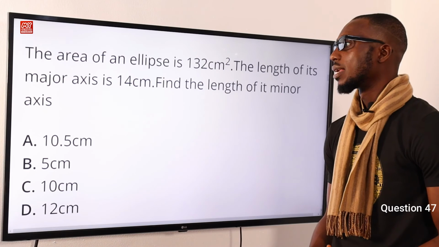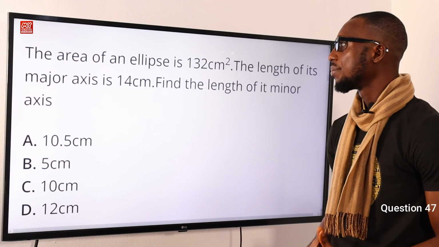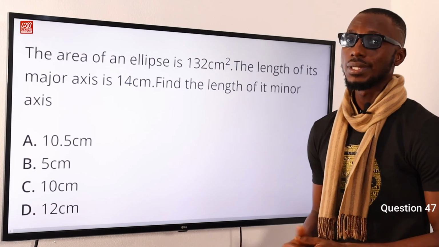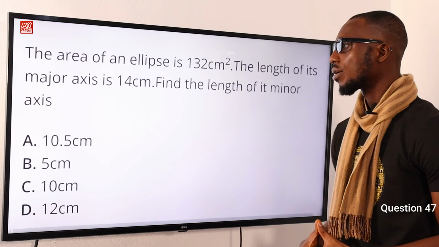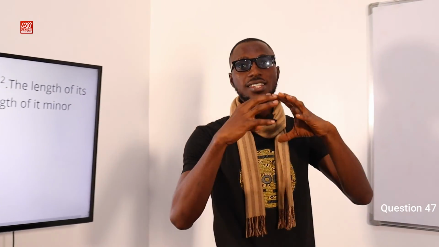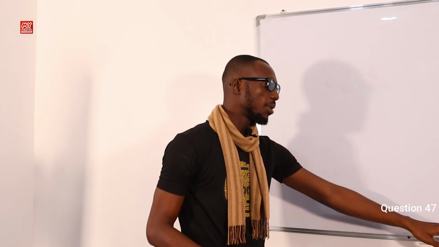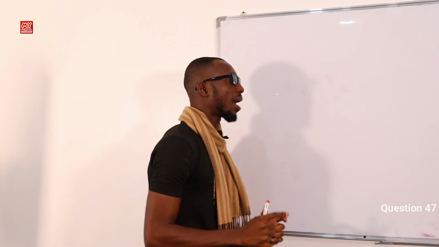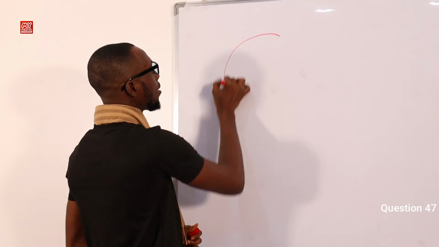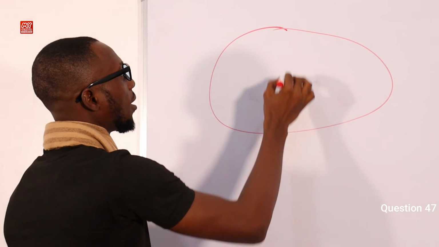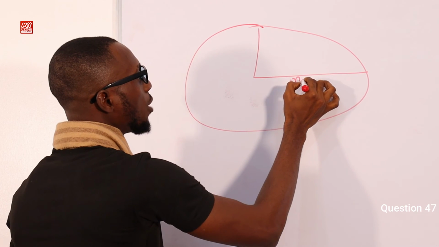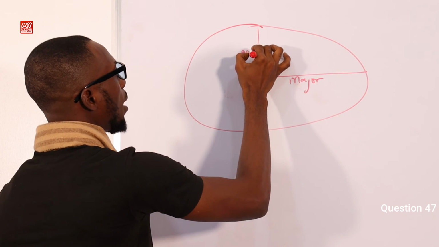Question 47. The area of an ellipse is 132 centimeters square. Okay, the length of its major axis is 14 centimeters. Find the length of its minor axis. Okay, you should know that an ellipse is like an oval. It's like a circle that is being stretched. Okay, so we have the major axis, which runs like this, then the minor axis. This is what I mean. All right, so if I have something like this, please don't mind my diagram. This should represent the major axis, then this should be our minor axis.